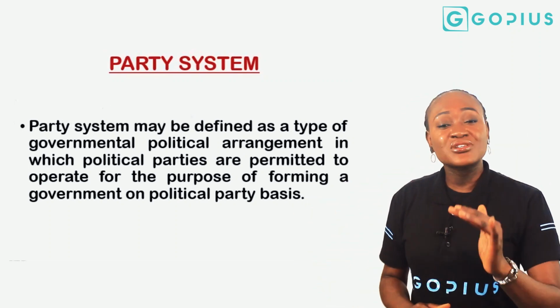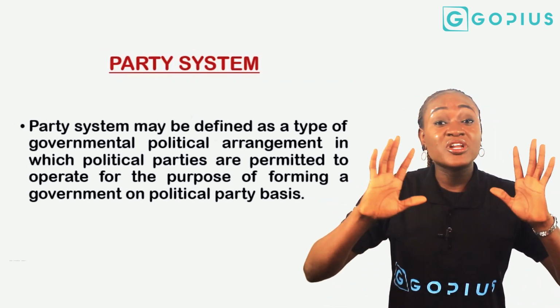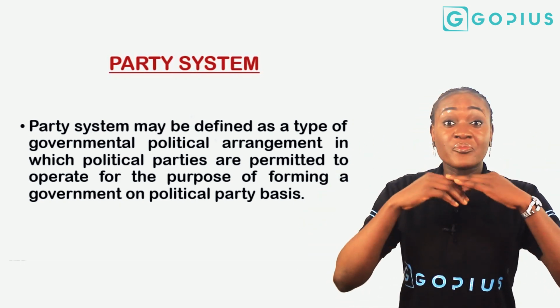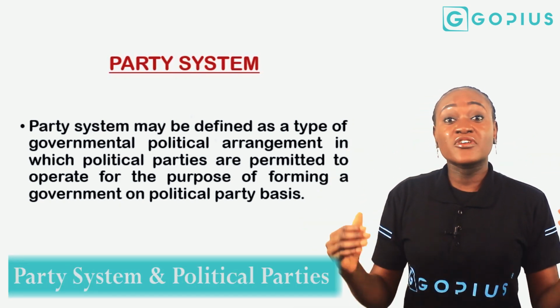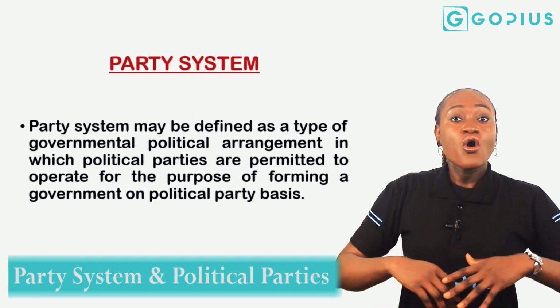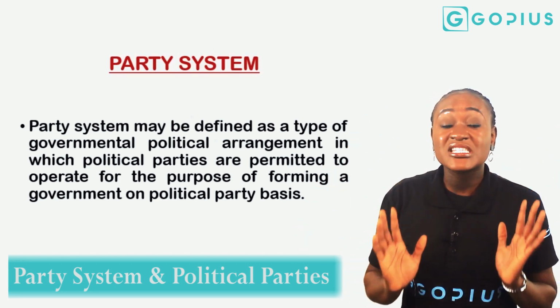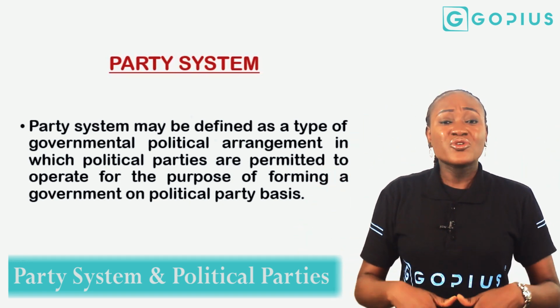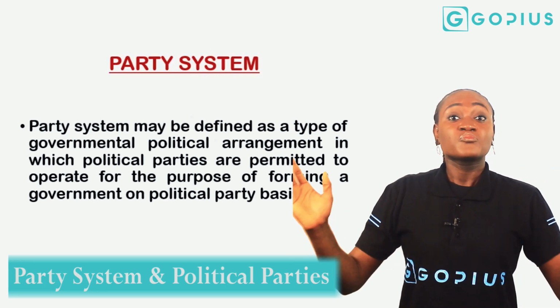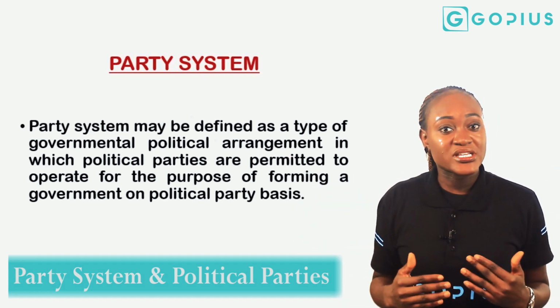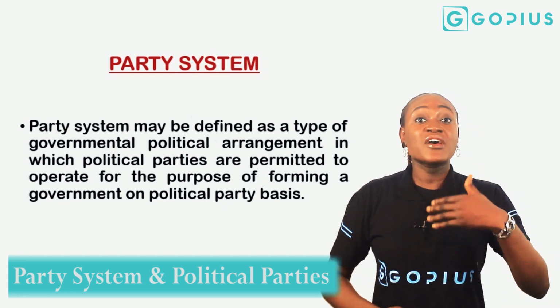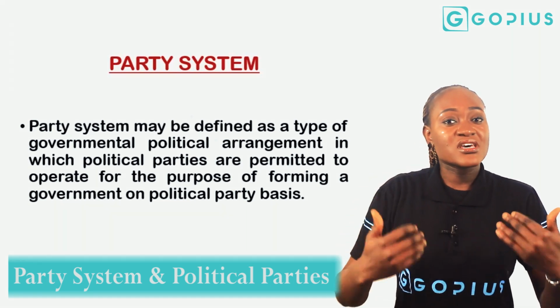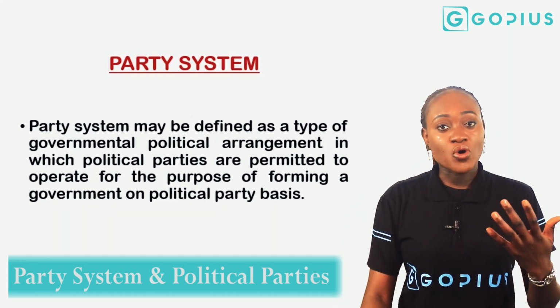Now it is a political arrangement where political parties are permitted to operate just for the purpose of holding power, of whatever arrangement politically the country has. So it's an arrangement where political parties are allowed to exist. That's the party system. So every country chooses what kind of party system it would operate.